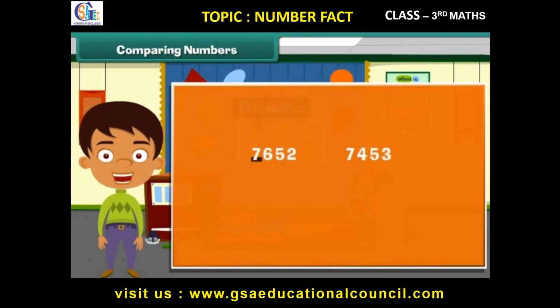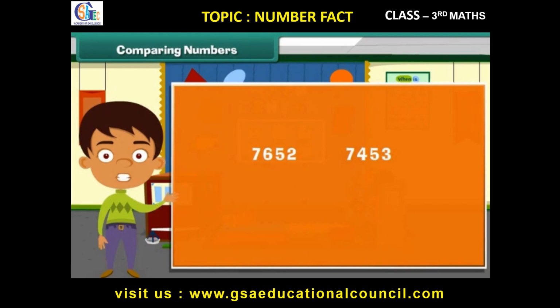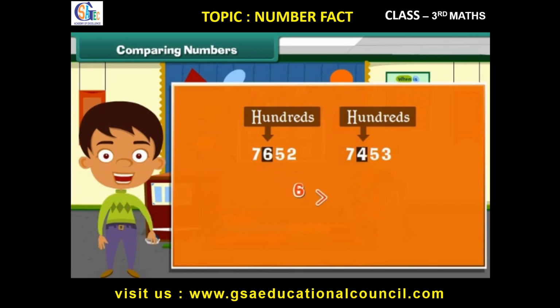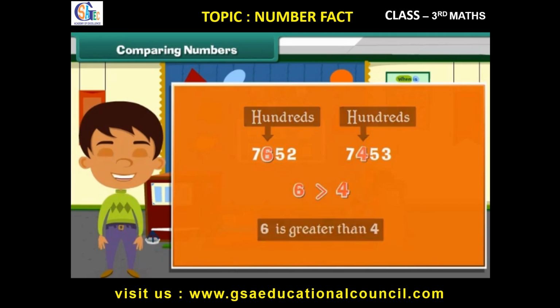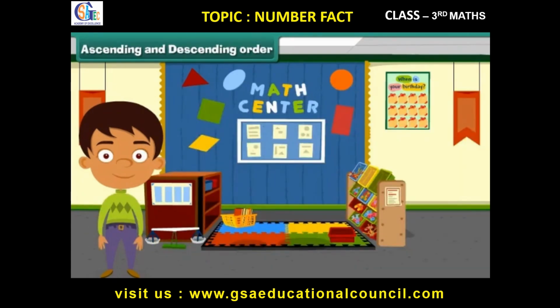However, if the digits at the thousands place in the two numbers are the same, we compare the digits at the hundreds place. The number that has a greater digit at the hundreds place is the larger of the two. For example, let us compare 7,652 and 7,453. Since the digit 7 at the thousands place is the same in both numbers, we compare 6 and 4. Since 6 is greater than 4, we can say that 7,652 is larger.